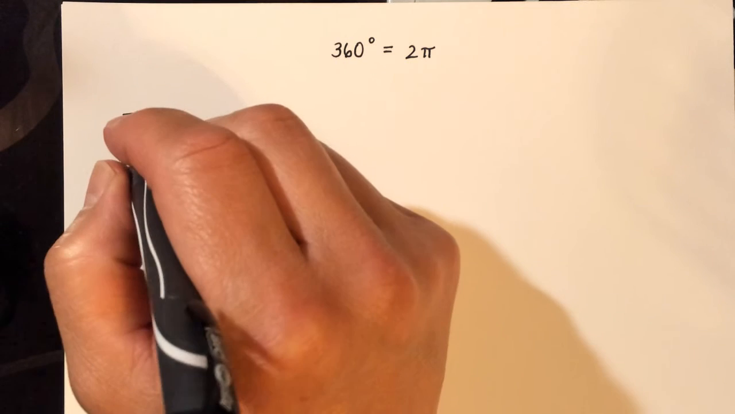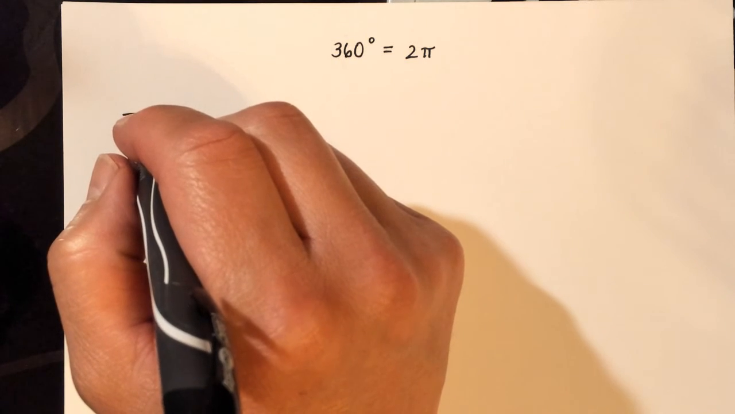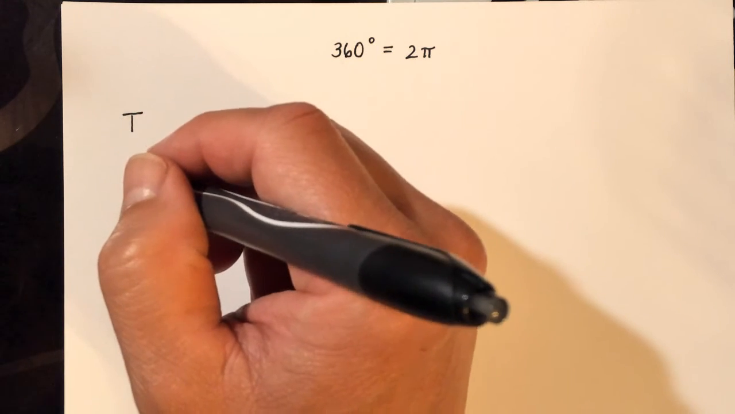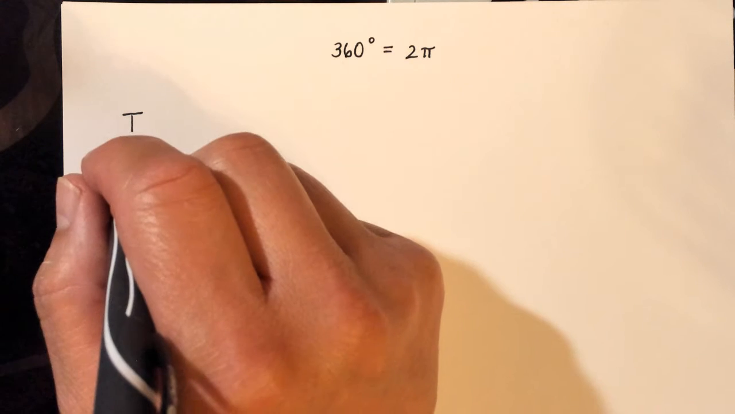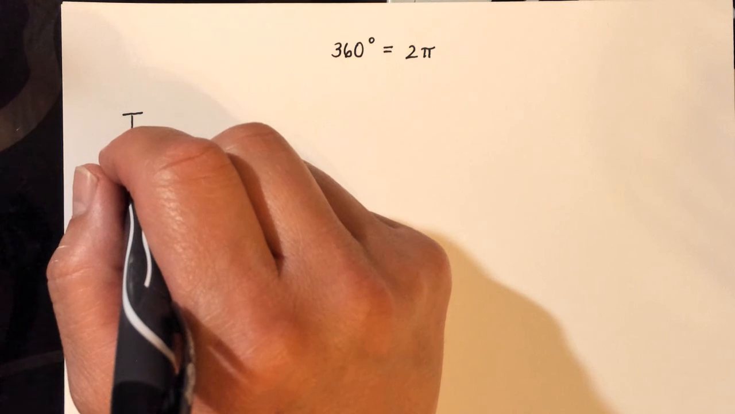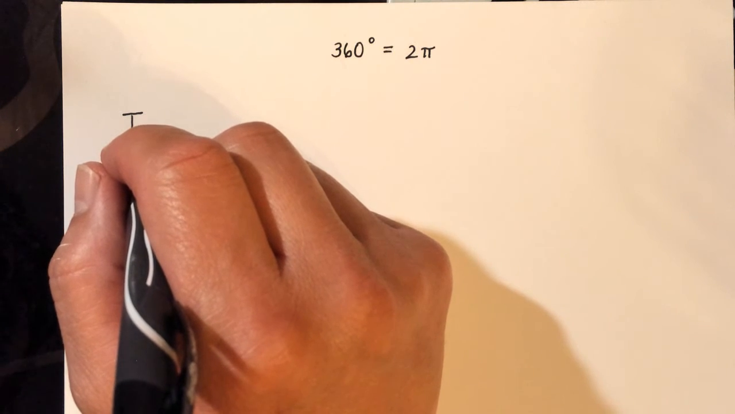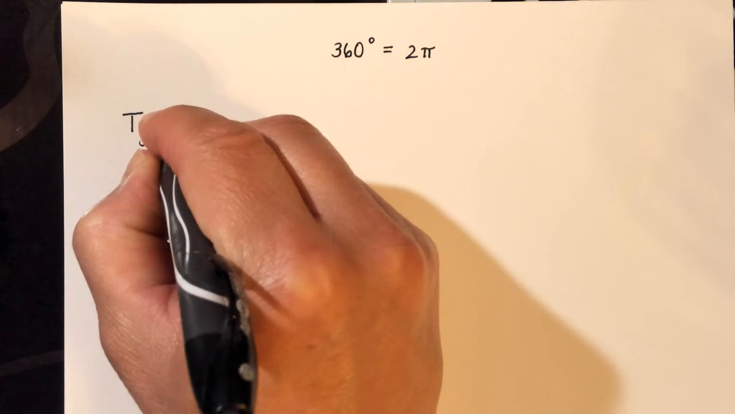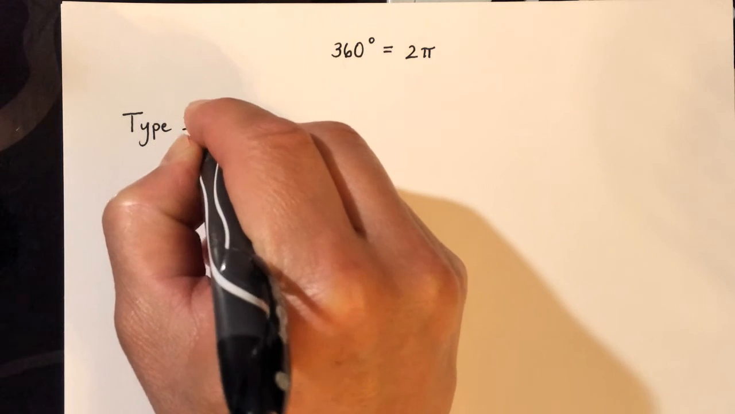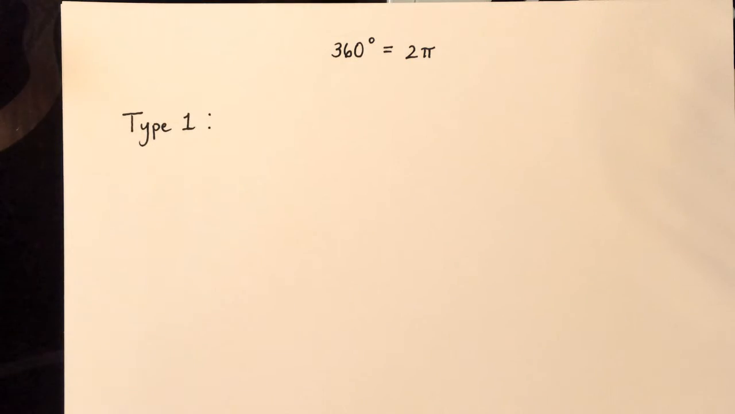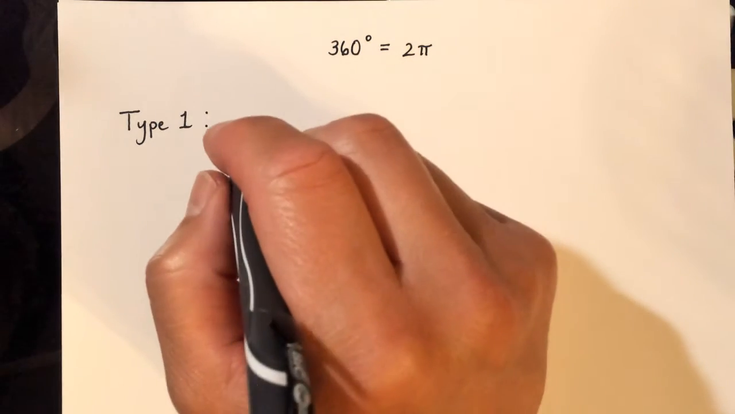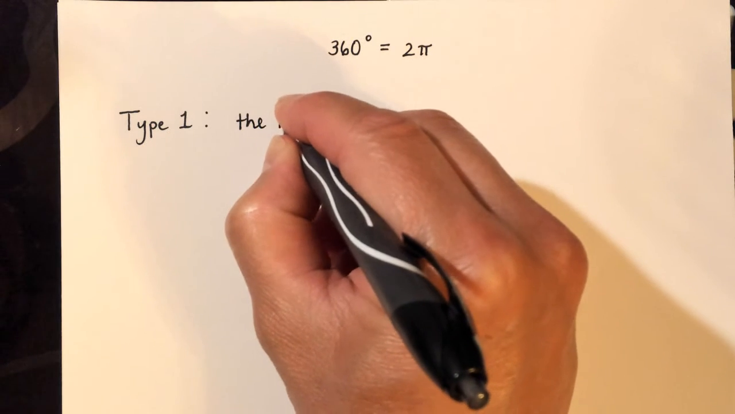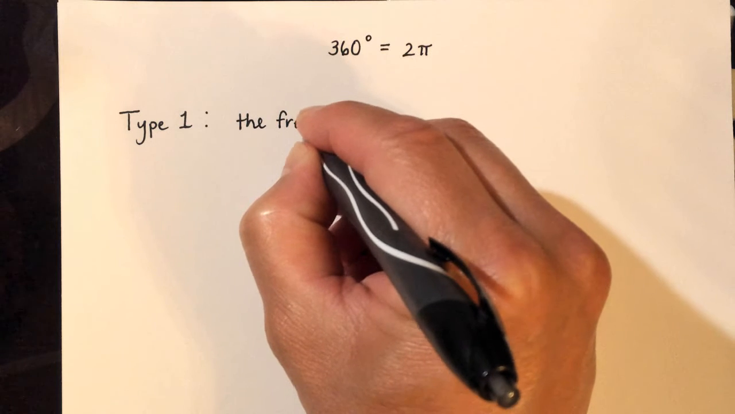Lesson 1, by the way, is just graphing sine, cosine, secant, cosecant, because if you graph sine, then you can graph cosecant. There's not a big difference. And if you can graph cosine, then you can graph secant. Not a big difference. Type 1: Type 1 is when the frequency is written in radians.